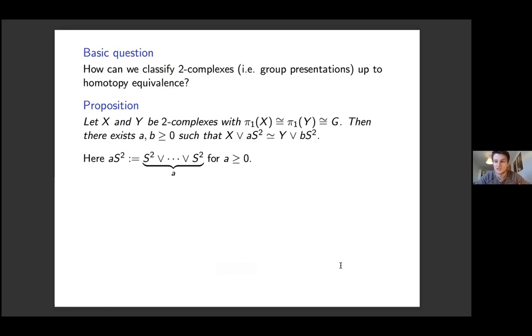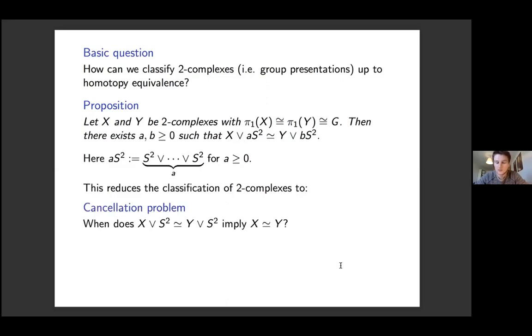So what this really says is, if you take two complexes, you can add a number of pinpoles to one and add a number of pinpoles to another, and these things become actually homotopy equivalent. Okay, right. And this reduces the classification of two complexes to the following, known as a cancellation problem.